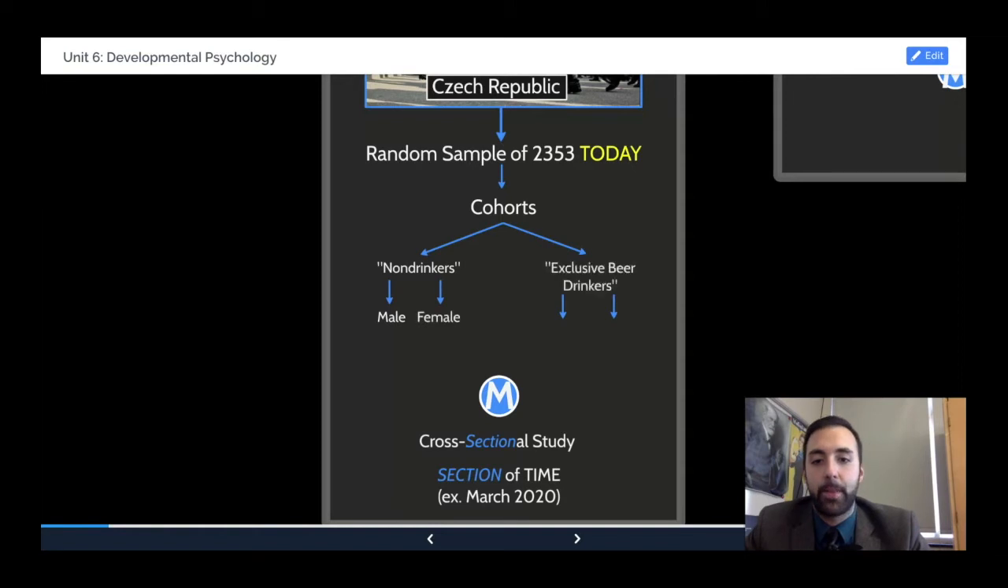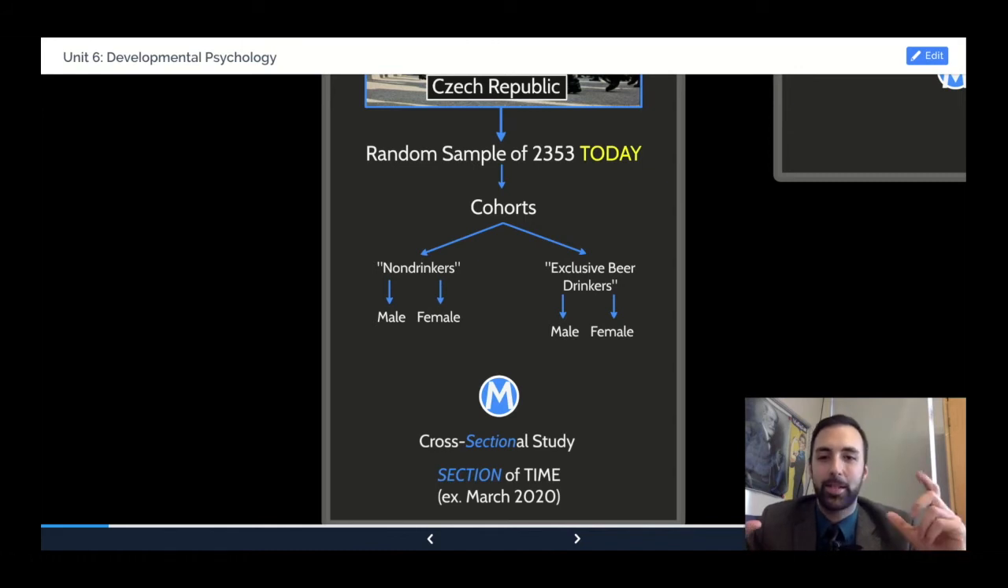You can divide that up by drinker or non-drinker. You could divide this up again by age. That study was conducted a few years ago, but you could get a snapshot in time of the differences between each of these, what we call cohorts, drinkers and non-drinkers, male and female, and then you can even divide that up by ages.